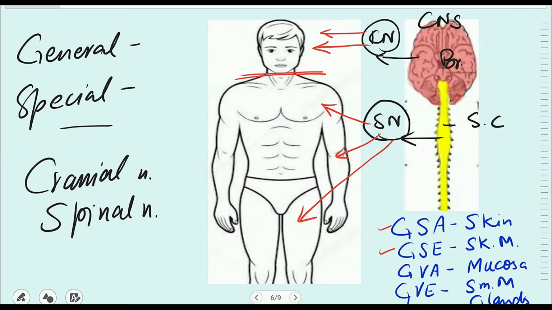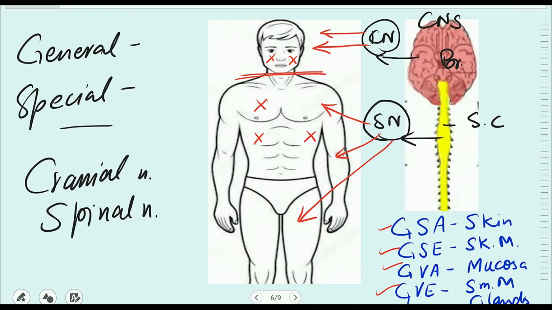General somatic afferent, general somatic efferent, general visceral afferent and general visceral efferent. These four are the general functions. But why are these named general functions? The answer is that these four components, these four functions, are present throughout the body. We have skin here for perception of the general stimulus. We have skin here. We have skeletal muscle as a voluntary factor here. Yes, we have skeletal muscle as a voluntary factor here. We have smooth muscle here in the viscera.